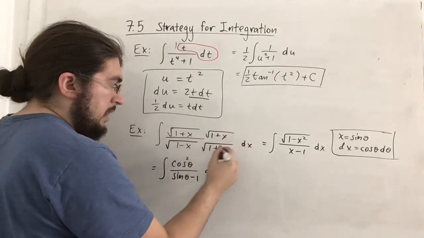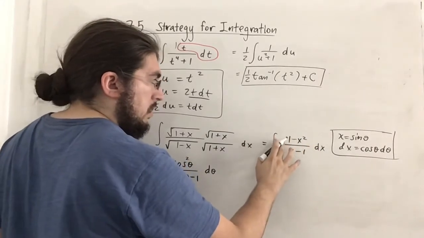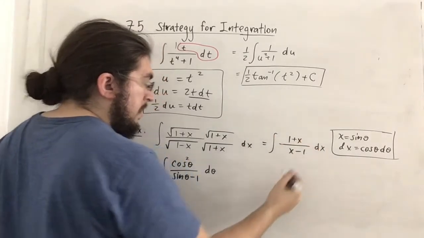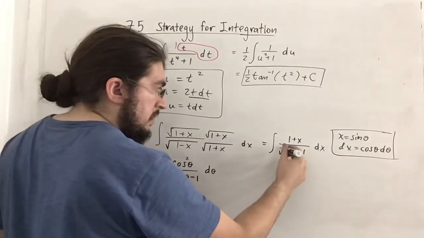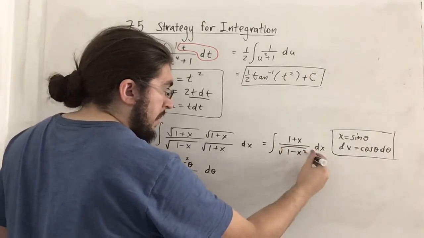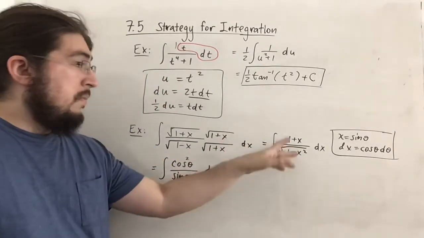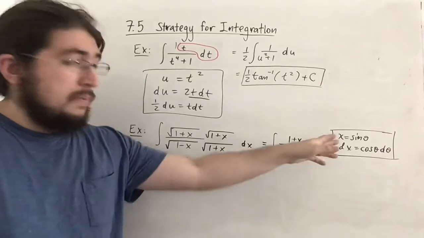So that would be multiplying top and bottom by this, so that the top is 1 plus x, like that. The denominator now will be that difference of squares, so that's going to be radical 1 minus x squared. And the beauty here is that, believe it or not, it would be the same substitution.